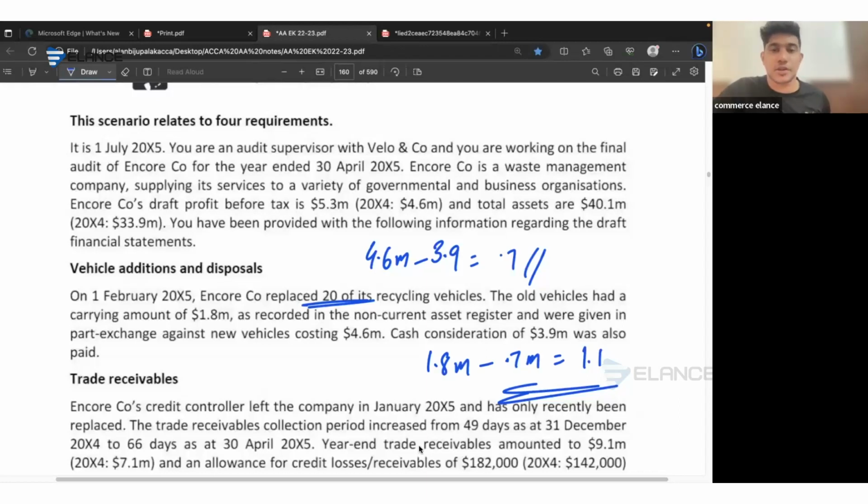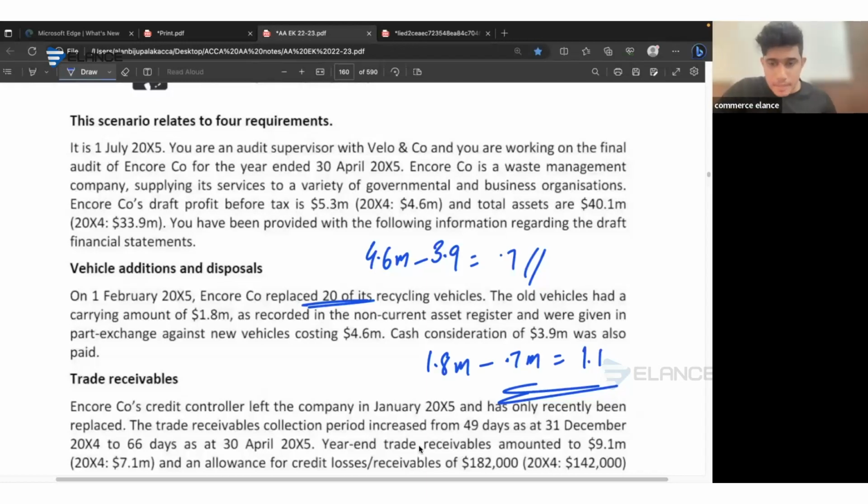Okay, then what else can you do in relation to the same? When a company adds a new asset, where do we need to show it in the company's books? Yes, in the non-current asset register. So you can review the non-current asset register of the company in order to confirm whether the addition of 20 assets has been included and the disposal of 20 assets has been removed from the non-current asset register. Is that clear?